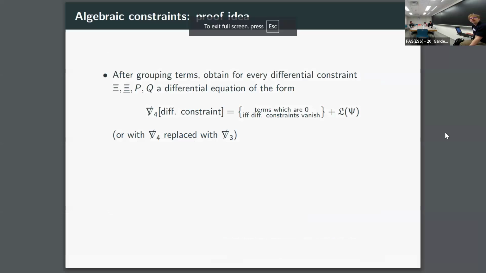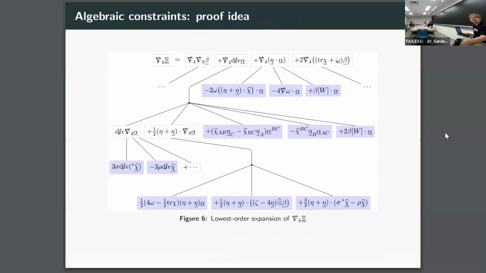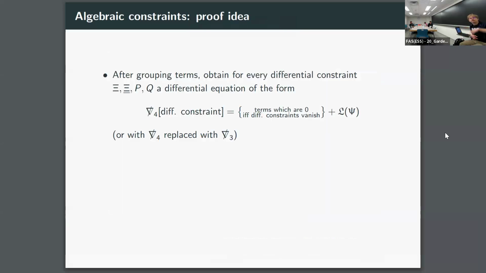And so, okay, you get a lot of terms, and at the end of the day, we have this differential constraint xi bar in this example. You get that the derivative of a differential constraint is equal to some expression, which you can separate into two terms on the right-hand side. The first is terms that are 0 if and only if the differential constraints vanish. And the second is just a leftover bunch of terms that's going to end up being our operator L.